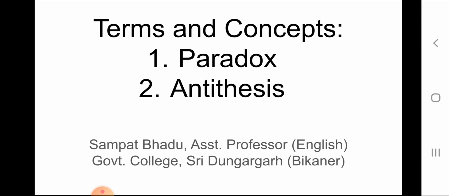Let's discuss first of all what is a paradox, and then we will take up simple examples from literature and from general life. Then we will discuss antithesis and their examples, and after that we will have a difference between the two. First is paradox.